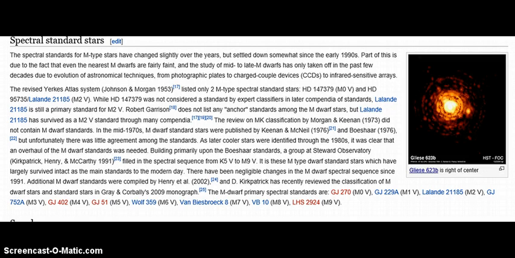Here are some spectral standard stars. I see the academics have gotten really busy with labeling everything, but that's about all they're really good for, is labeling things. The M-dwarf primary spectral standards are GJ250 is M0V, GJ229 alpha is M1V, all the way down the line. Remember, the M9V is the coolest, smallest, less luminous, and less massive stage of the red dwarf series of evolution.